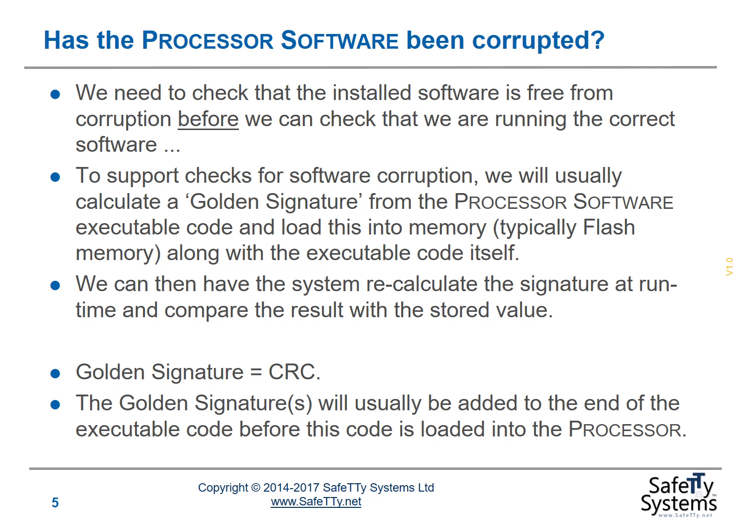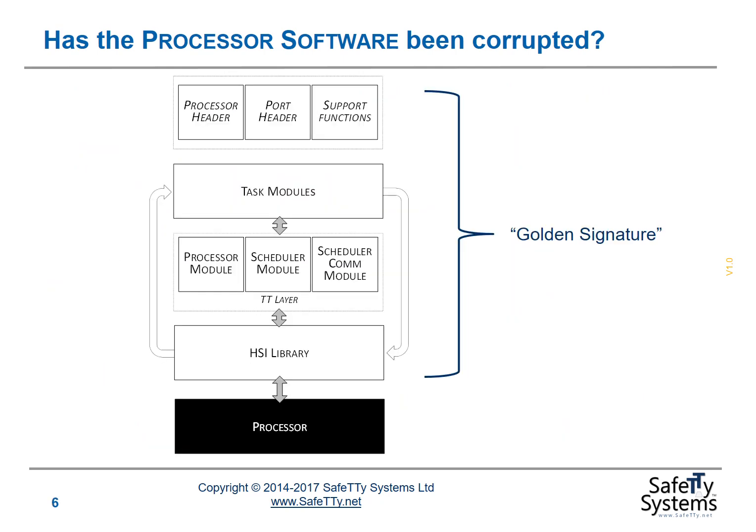In most cases, a golden signature is essentially a CRC. And it will usually be added to the end of the executable code before this code is loaded into the processor. So we're going to calculate the golden signature from all of the processor software that's included on a particular processor.